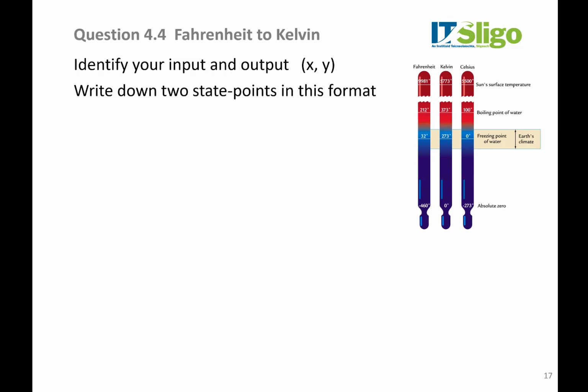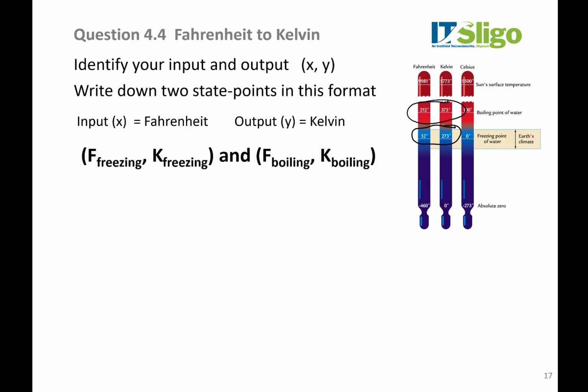So Fahrenheit is the input, Kelvin is the output. So we then go, here's Kelvin, so we can pick there's my freezing points, and there's my boiling points. And Fahrenheit is going to be on the left and Kelvin is going to be on the right. That, guys, the order is dictated by the question.